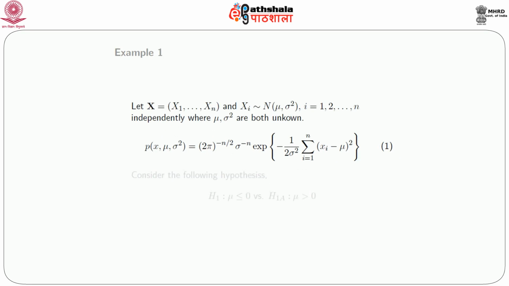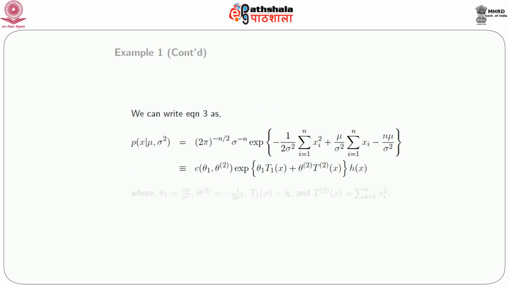We consider some examples. Let X₁, X₂, ..., Xₙ be a random sample of size n from a normal(μ, σ²) population where μ and σ are both unknown. We consider the following hypothesis: H₁: μ ≤ 0 versus H₁A: μ > 0.